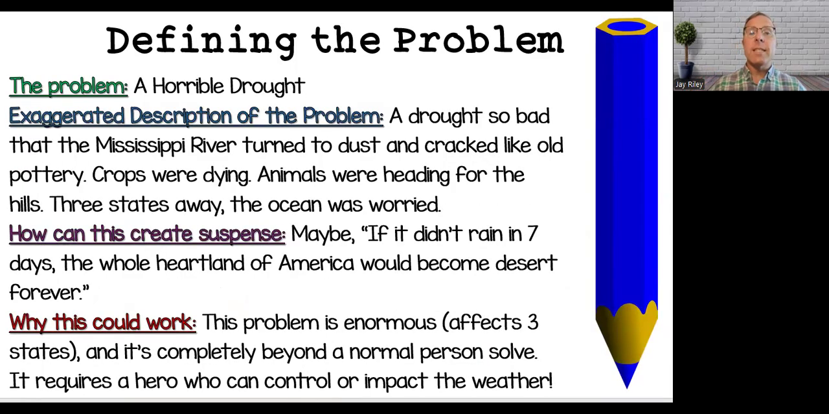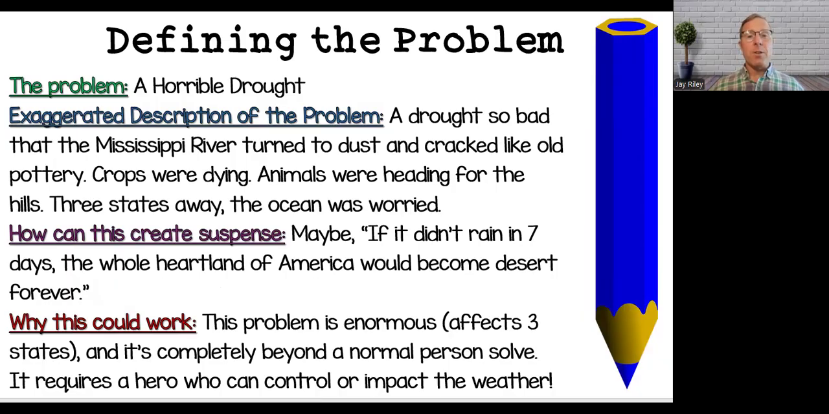So let's take a look at an example here. So here I've got a horrible drought. Now, this is a serious problem, but it is a problem that people face every day. I want to give an exaggerated description of this problem. So I can describe it as a drought so bad that the Mississippi River turned to dust and cracked like old pottery. Crops were dying, animals were heading for the hills. 3 states away, the ocean was worried.